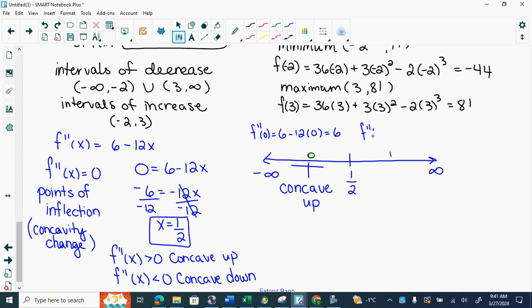Then f double prime of 1. Please don't assume it will be concave. It could go concave up to concave up. It could go concave down to concave down. Now, on polynomials, it'll often do it, but we're not always just looking at polynomials, right? We're looking at other graphs. Now, this one we plug in 1. We get 6 minus 12 times 1, which equals negative 6. So that would be 1 and negative 6 on the second derivative graph, which would make it negative, which would make it concave down.